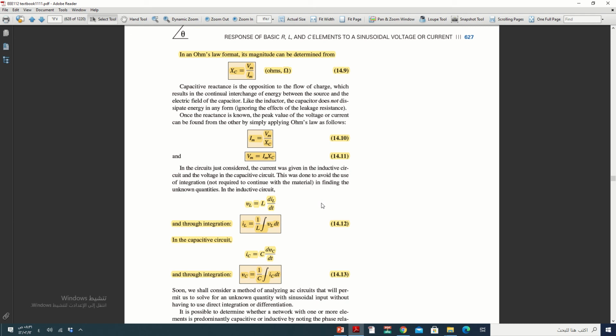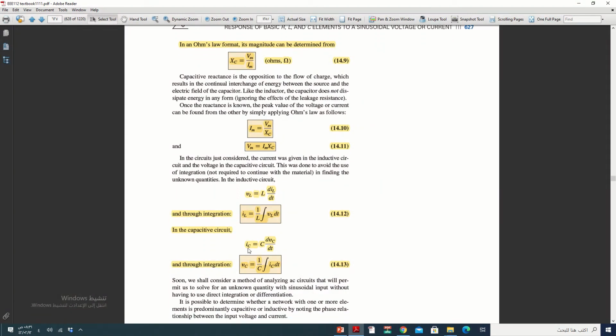Since we can find the voltage in the inductor from the derivative of the current, it is the opposite: if we have the voltage, we can integrate it and find IL. Similar to the capacitor, since we can find the current in the capacitor by the derivative of the voltage, we can find the voltage by integrating IC.